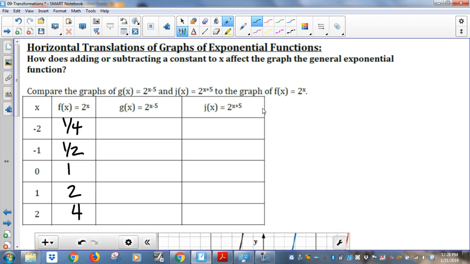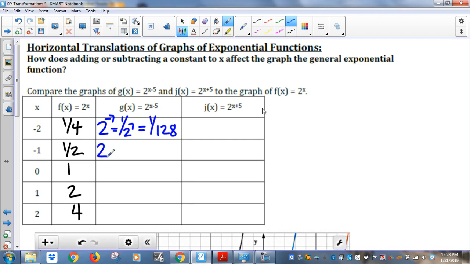So if I put -2 in for x, I'm going to have 2 to the power of -7. We don't write things with a negative exponent, so we flip it. 1 over 2 to the 7th. 2 to the 7th is 128. So it's 1 over 128. And then we'll go ahead and do this.